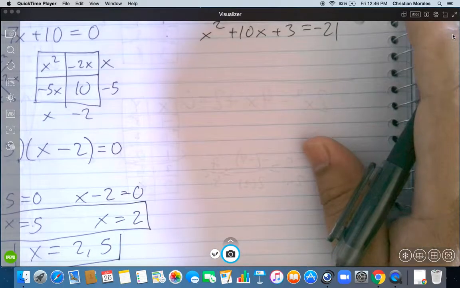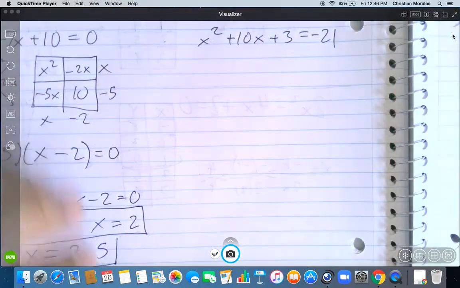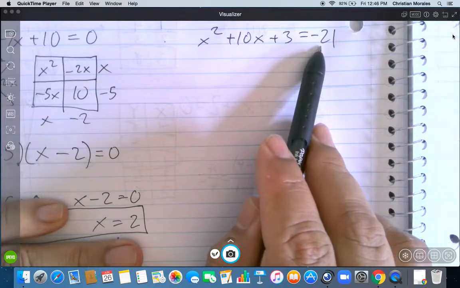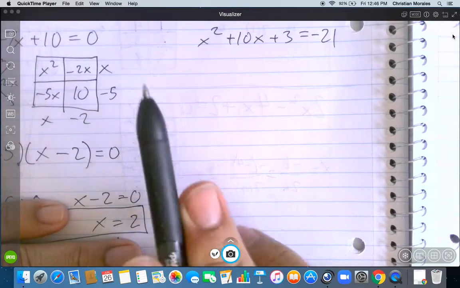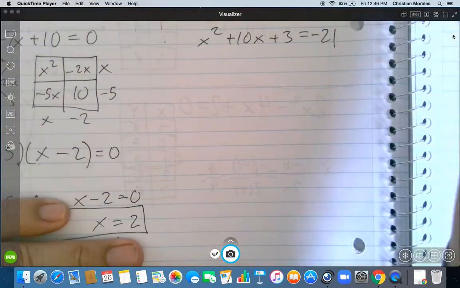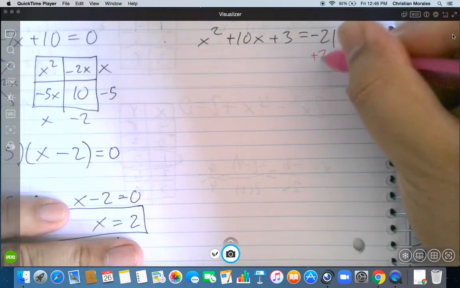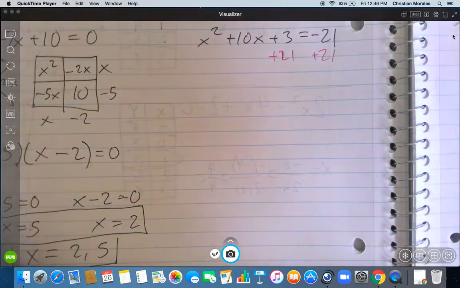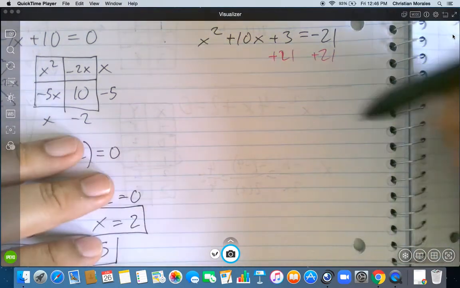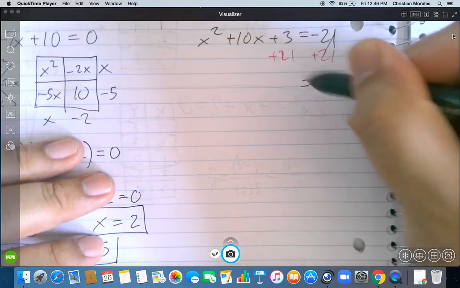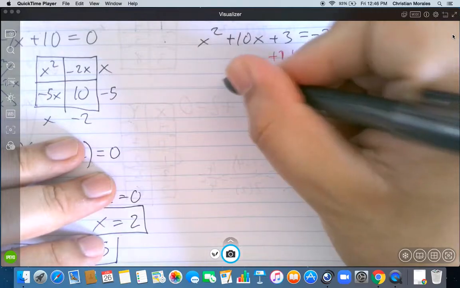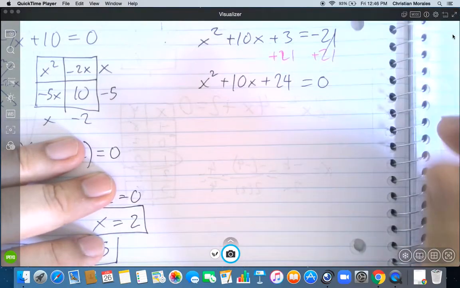Let's do this one now. Okay, here's our problem. Now, here's the problem, actually. This one's not equal to 0 the way this one was. So before you even factor, we have to cancel out this 21 and set it equal to 0. So that's now equal to 0. This is 24. This is 10x. And this is x squared.